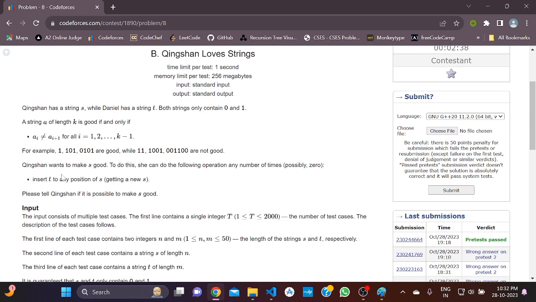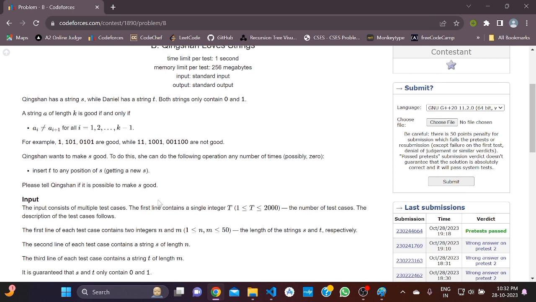So Qingshan wants to make S good. To do this, she can do the following operation any number of times: insert T into any position of S. So she is inserting string T into string S at any position. Please tell Qingshan if it is possible to make S good. So we have to check whether we can make S good or not by inserting string T.